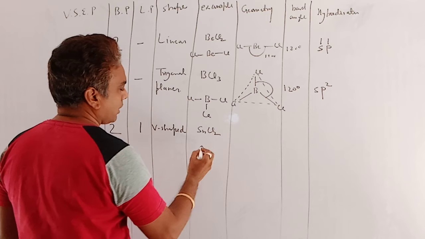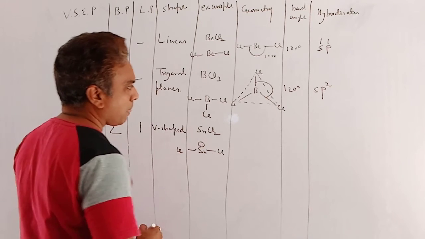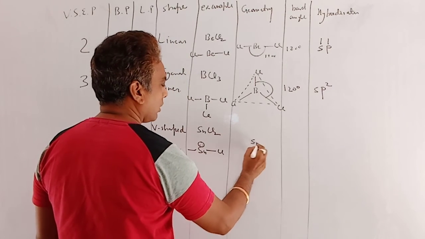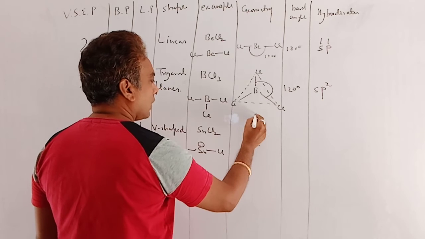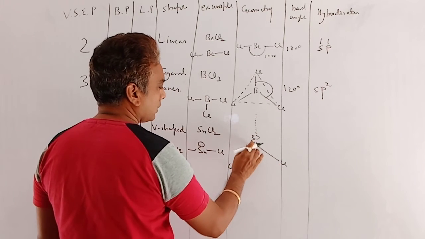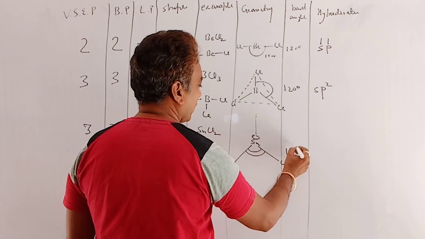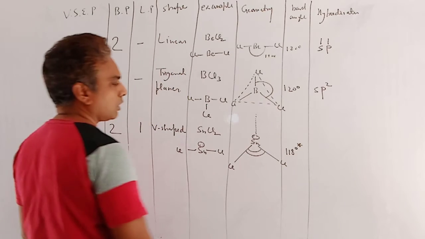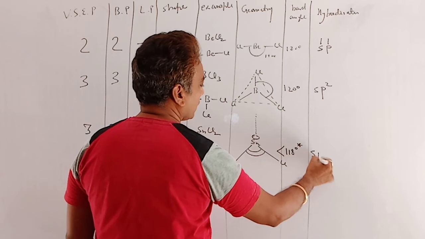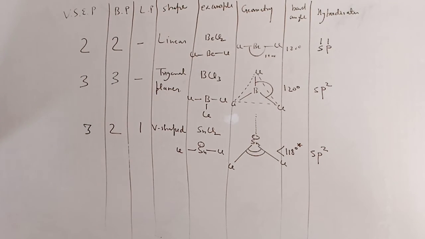Example like SnCl2, Sn contains 4 electrons, 2 are shared with chlorine, so 2 act as a lone pair. So here Sn is placed at the center of the triangle in place of boron like this, and 1 lone pair is shown in the form of a dotted line, 2 chlorines are attached like this, and due to repulsion of the lone pair the bond angle slightly decreases, like 118 degrees or even less than 118. Hybridization will be sp2. Clear?